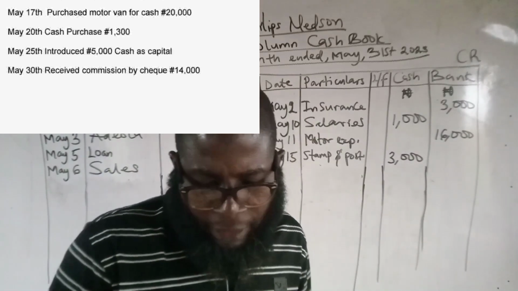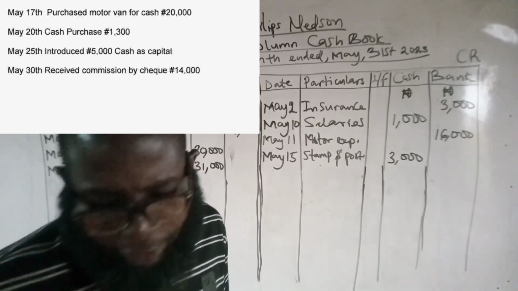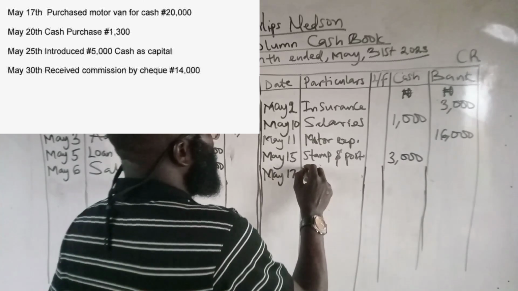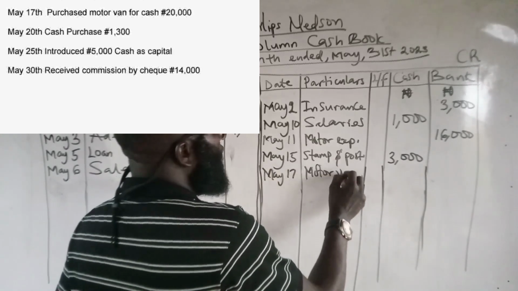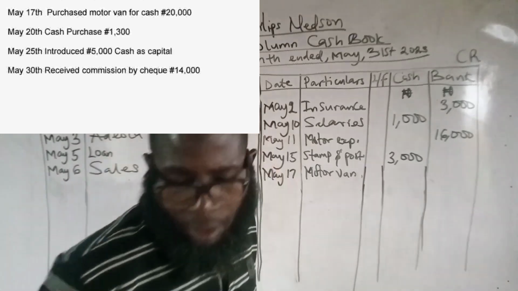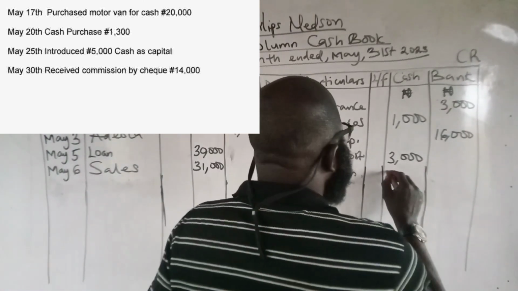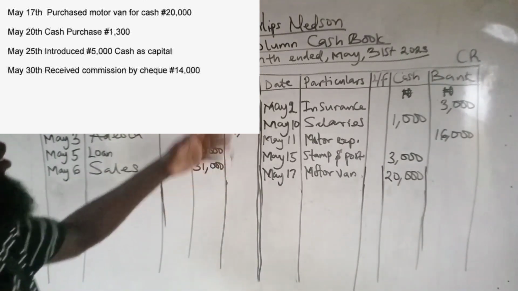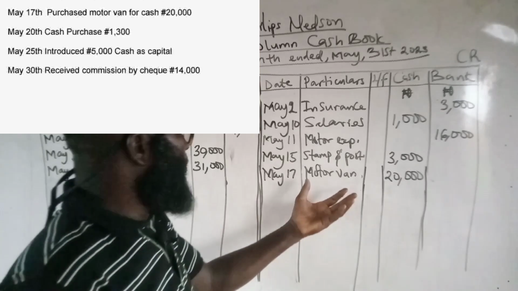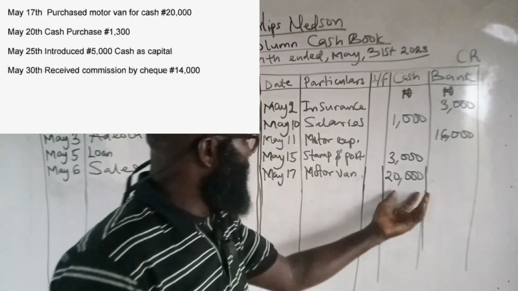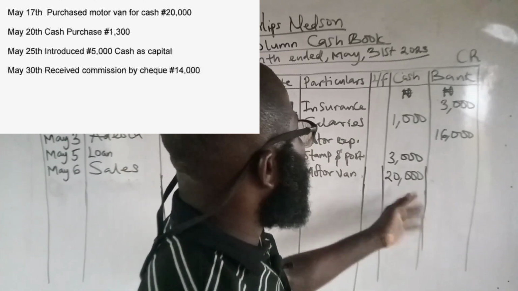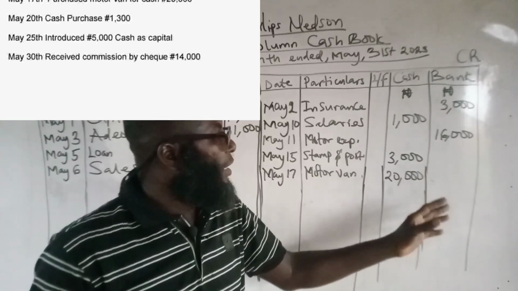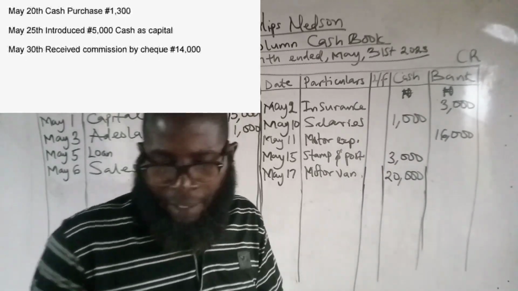This is part. For May 17, purchase motor van for cash, 20,000 naira. You come here, May 17, motor van, which is 20,000 naira. This simply means that during the month of May, Philip Nelson bought a motor van for 20,000 naira by cash. Therefore, that is the reason we are having it on the cash as part of his payment. We are having it under the cash column and not that of the bank.